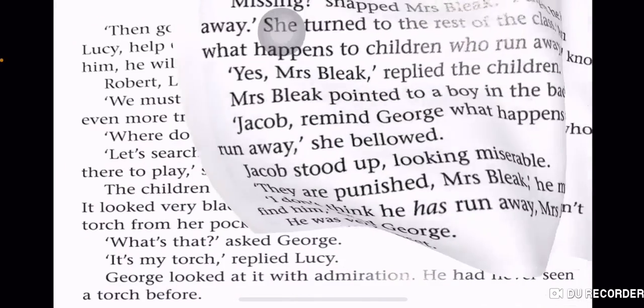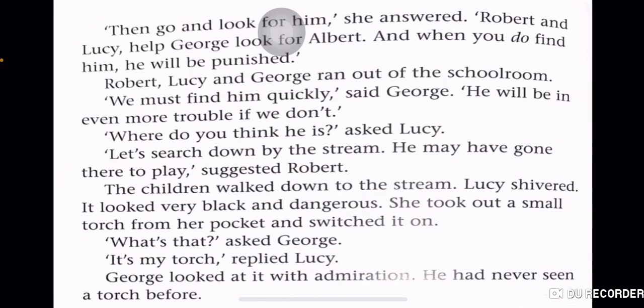I don't think he has run away, Mrs. Bleak. I just can't find him, cried George. He was very upset. Then go and look for him, she answered. And when you do find him, he will be punished. Robert and Lucy helped George look for Albert. Robert, Lucy, and George ran out of the schoolroom.